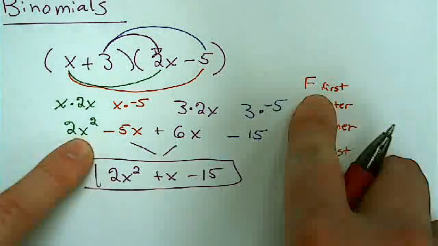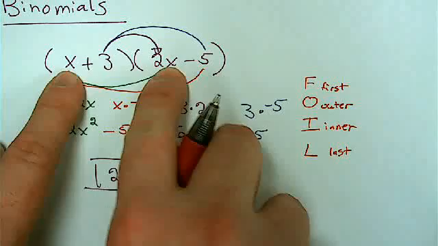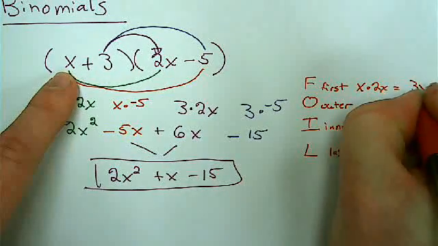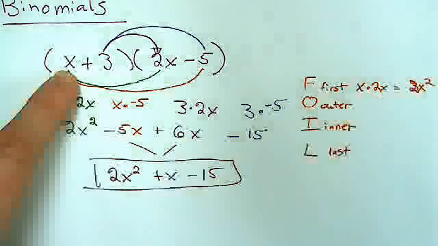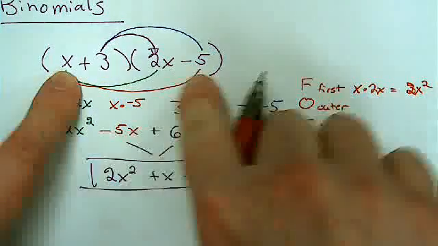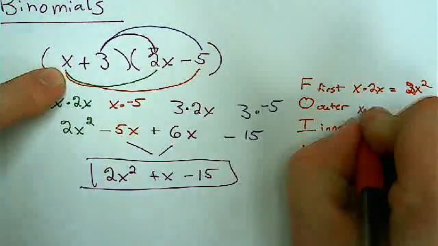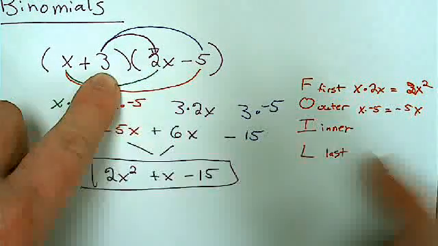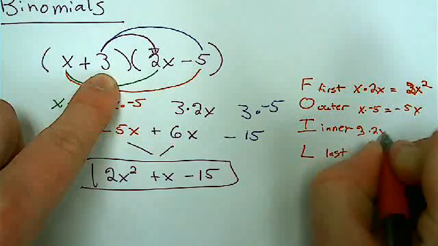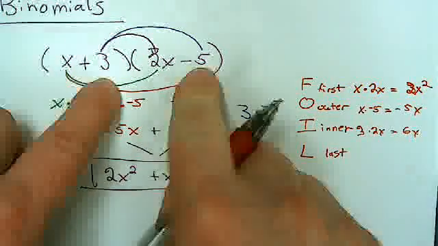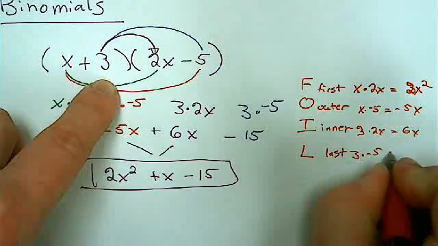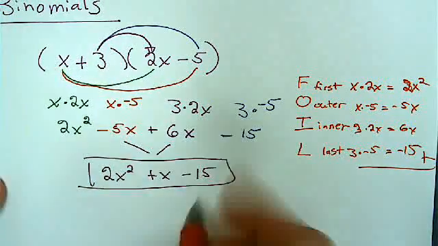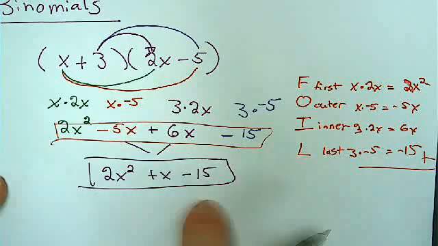So the first would be the first term in each of these factors. That would be my x times 2x, or, sorry, 2x squared. The outers, x times negative 5, or negative 5x. Inners, 3 times 2x, or 6x. And then lasts, 3 times negative 5, or negative 15. Add those all up, and that's your result, which is what we have right here. And then you can clean it up to get to here.